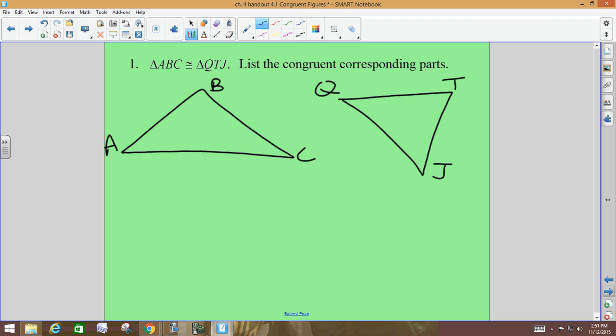Congruency statements have a lot of information in them. They tell you which angles are congruent and which sides are congruent. Angle A, since it comes first, would be congruent to which angle? Q, because they're both in the first spot. And you can mark that on your paper. Angle A is congruent to angle Q. But then you also have to list it, because it says list the congruent corresponding parts.